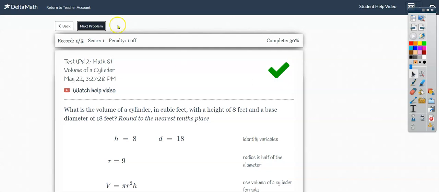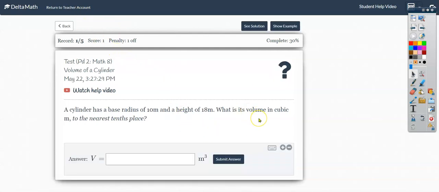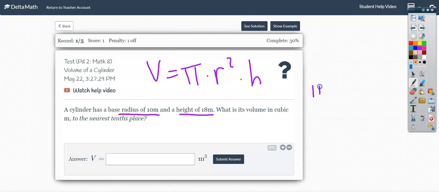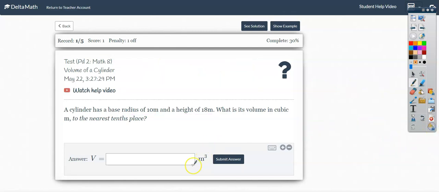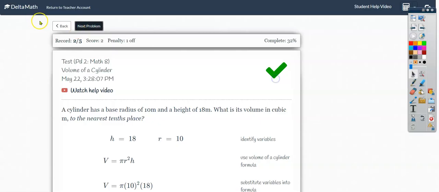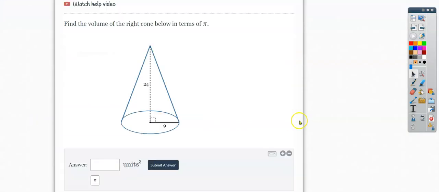And we're done. Again, use your formula. Volume equals pi r squared h. You're given the radius, you're given the height, so pi times 10 squared times 8. So that's 100 times 8 times pi. Round to nearest tenth, so I got 2513.274. So that's going to round to 2513.3. All right, next topic, volume of a cone.